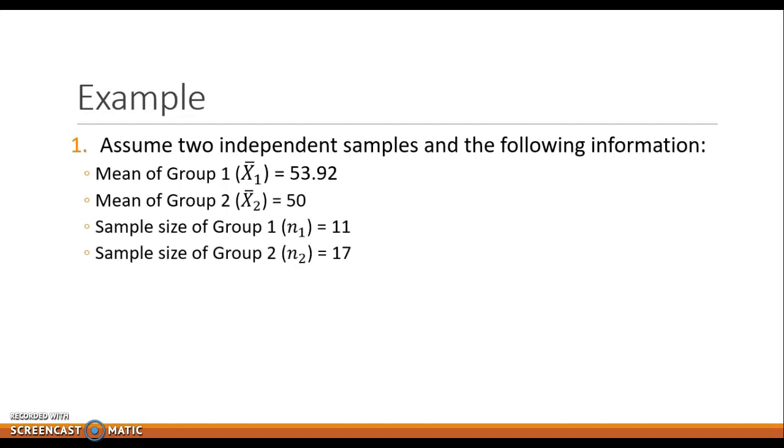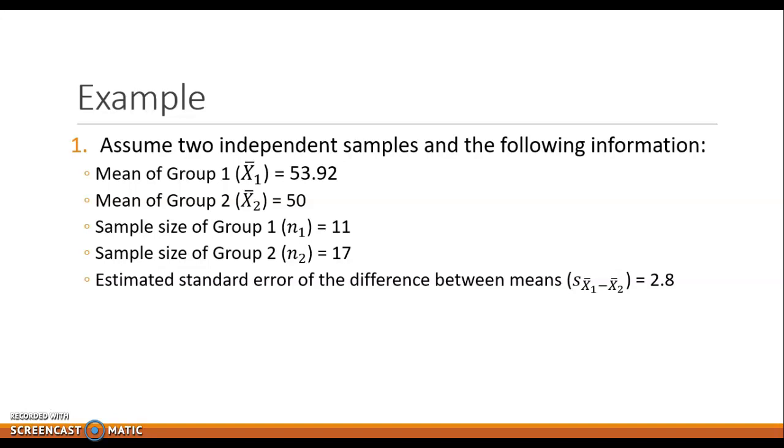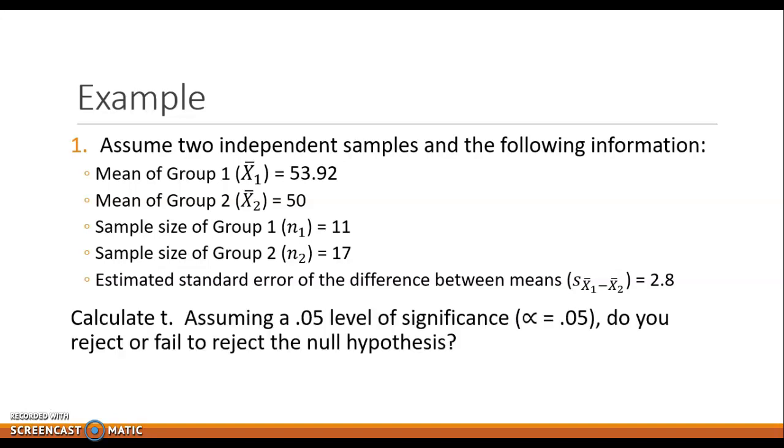But if I give you all of these, then what you simply need to do is calculate t, assuming a 0.05 level of significance. Alpha equals 0.05. Do you reject or fail to reject? Now, what you're going to need to do with the word problems is simply sit and write all these down.